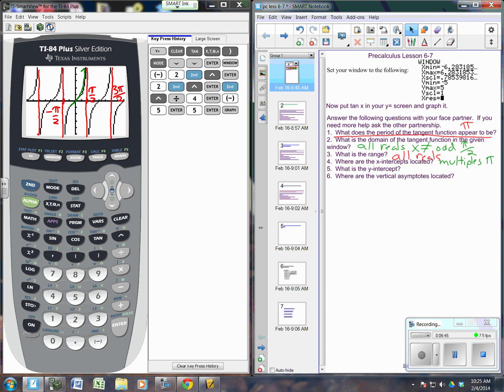And the last question. Where are the vertical asymptotes located? We already said those, right? They're located where the domain is undefined. So at x equals pi halves, x equals 3 pi halves, but there's an infinite number of them. So how do we list them? We can say odd pi halves, or we can say x equals pi halves k, where k is an odd integer.